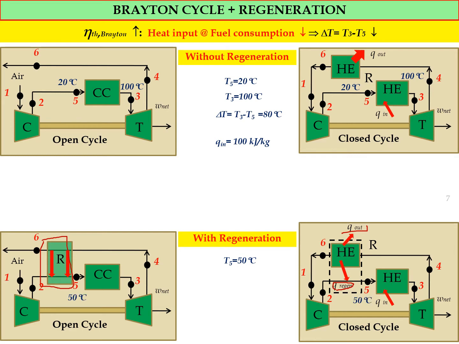And as you can see, the temperature at state 3, after the heat exchanger and also the combustion chamber, is still 100 degrees Celsius. So from this, we know the temperature difference, state 3 minus state 2, is equal to 50 degrees Celsius, and the heat input should be less than the heat input without the regeneration, because we already have a preheating section before the air enters the combustion chamber or the heat exchanger from state 5 to state 3.